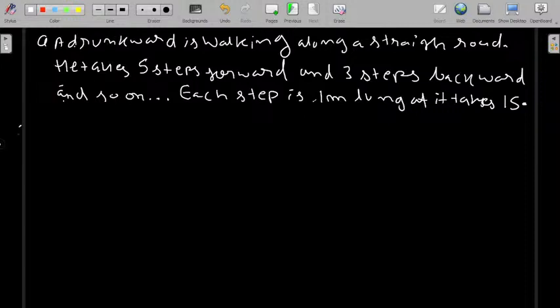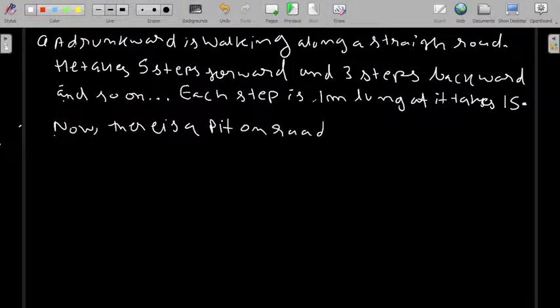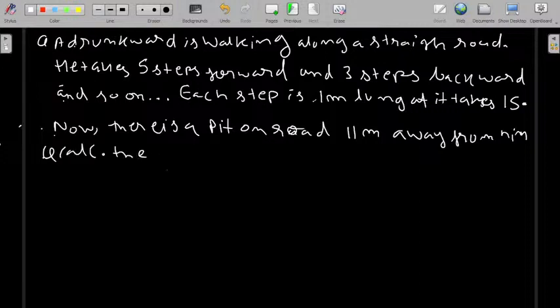ठीक है. नाउ देयर इज अ पिट. पिट समझते हैं आप? गड्ढा ऑन रोड. 11 meters away from him. So you have to calculate the time after which he will fall in the pit.